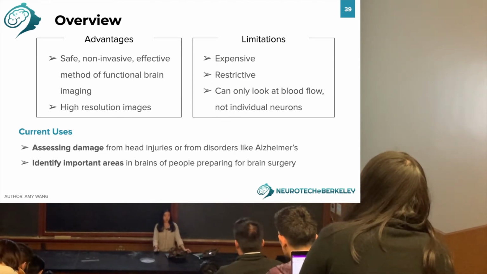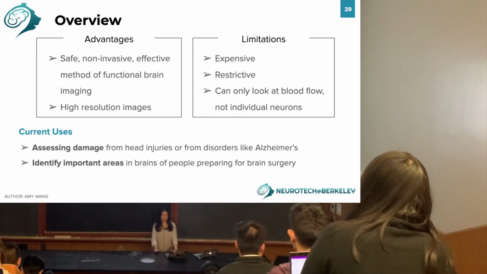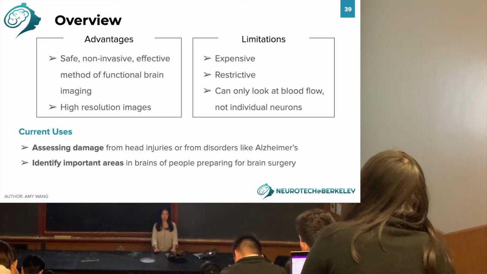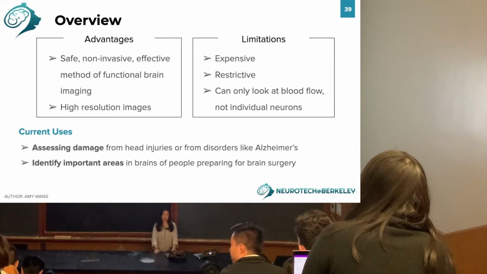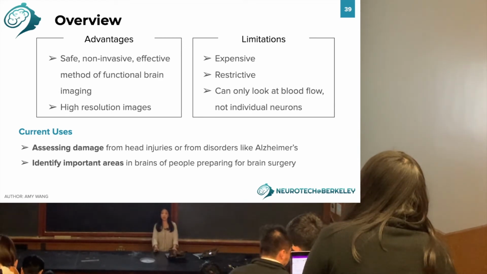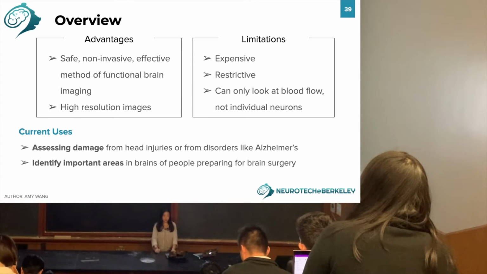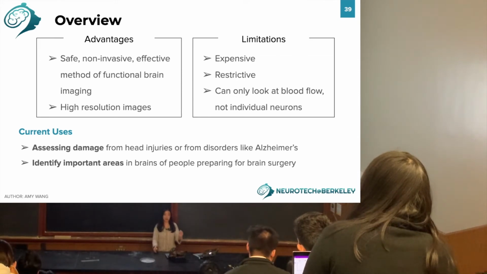General overview: obviously this is safe, it's non-invasive, and it's an effective method of functional brain imaging, especially compared to other things like x-rays, CT and PET scans that use radiation. This is just like tracking the blood flow basically. Limitations, once again: expensive, a bit restrictive, and it can only look at general brain activity, so the blood flow, not individual neurons.